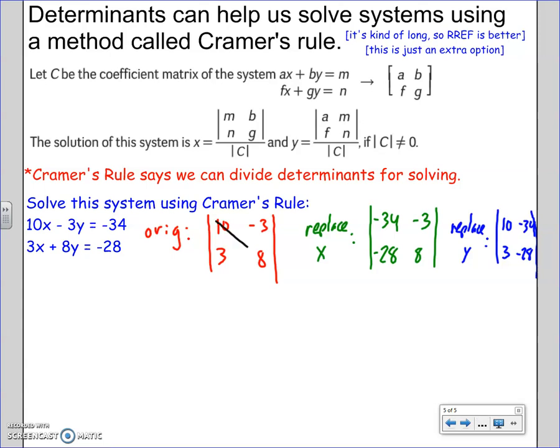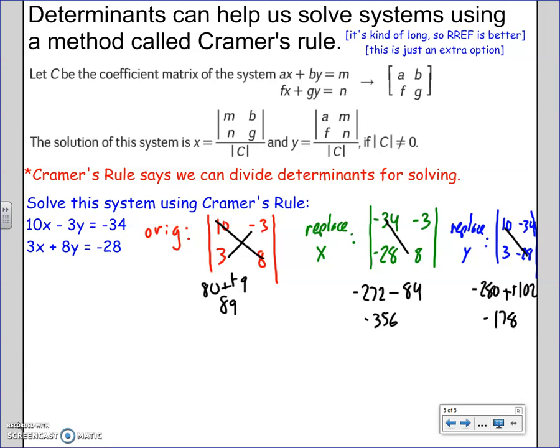So downward diagonal, 30, or sorry, that's 80, minus upward diagonal, minus negative 9, that's really adding, so that's 89. This next one, downward diagonal: if you multiply negative 34 times 8, you get negative 272. Minus the other thing, negative 28 times negative 3 is positive 84. If I subtract those, I get negative 356. This last one, 10 times negative 28 is negative 280. Minus 3 times negative 34 is negative 102. That's subtracting negatives, really adding. So that gives me negative 178.